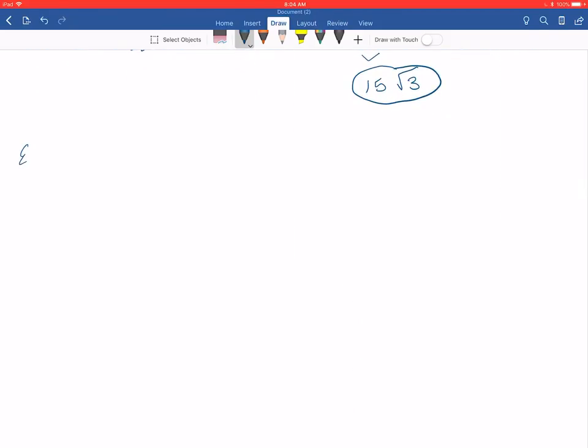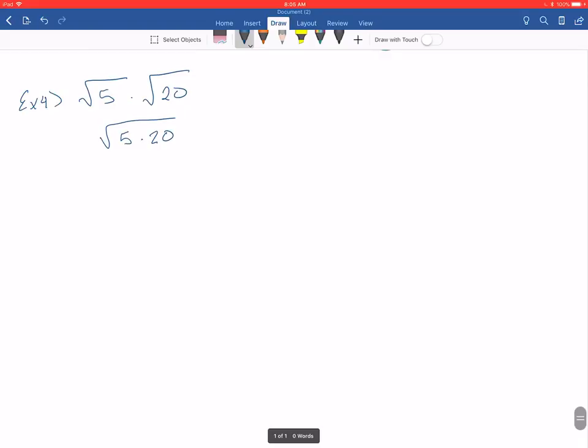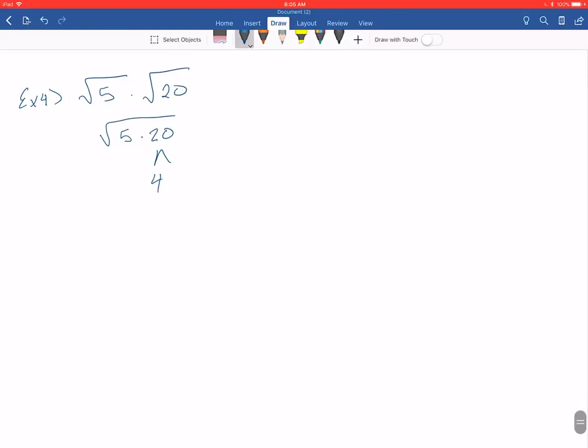Let's do a couple more examples. What about the square root of 5 times the square root of 20? Again, I can put this all together under one giant square root. 5 does not break down, but 20 does. 4 times 5, 5 is done. 2 times 2. So I have the square root of 5 times 2 times 2 times 5.